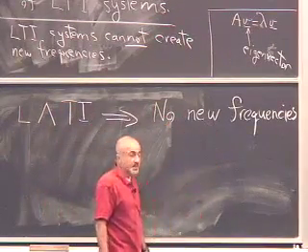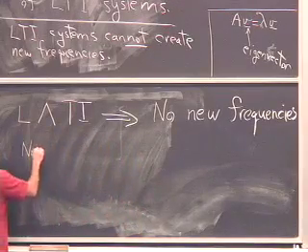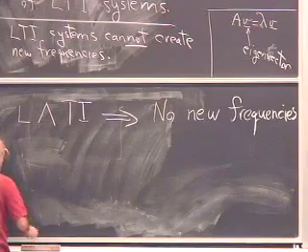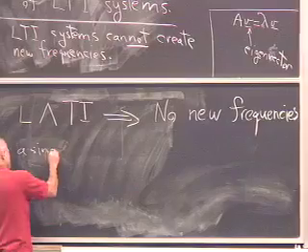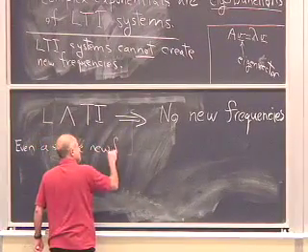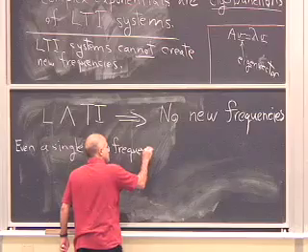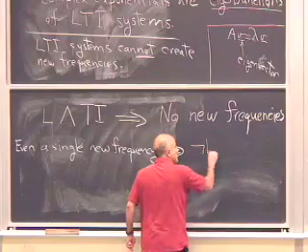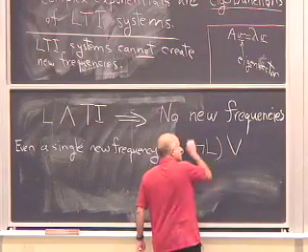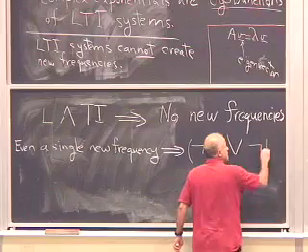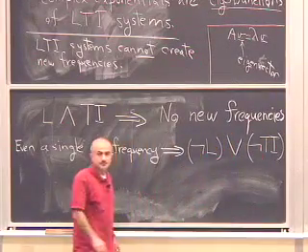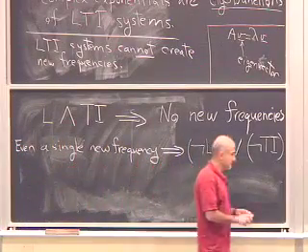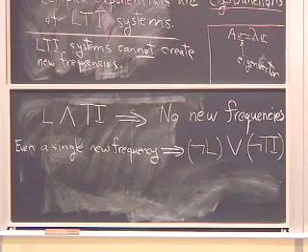Okay, so linear and time invariant implies no new frequencies. That means that even a single new frequency in the output implies what? Not linear or not TI. Okay.